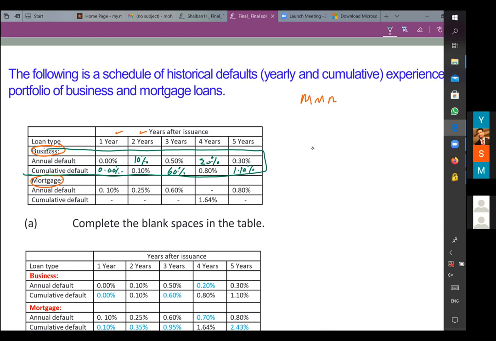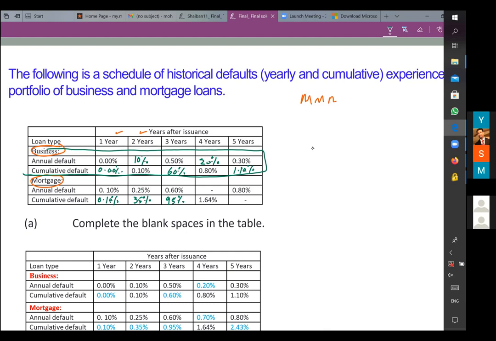Same thing when you have it here. As you can see here, it's 10%. Now, how much is the cumulative for the second year? It will be this plus this, which is 35%. Then how much is the cumulative for the third year? It will be 35 plus the cumulative of year 2, so the cumulative defaulting in year 3 is actually 95%.